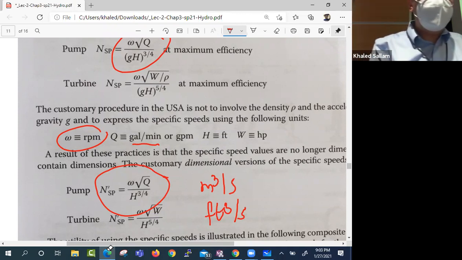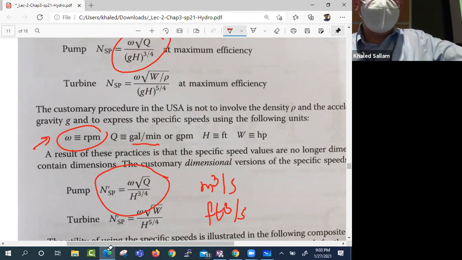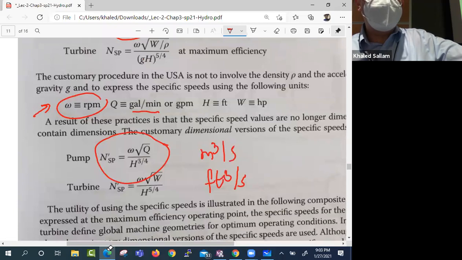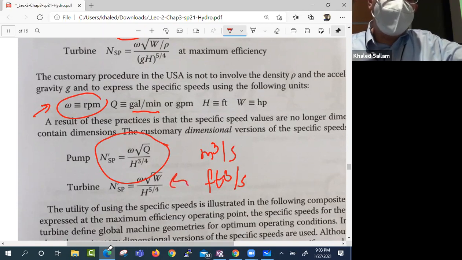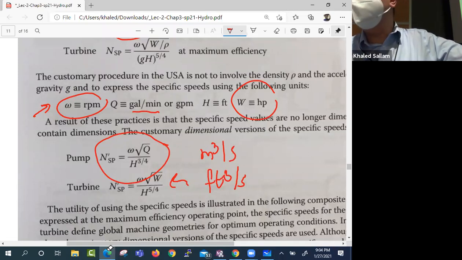So when you do this, that's what we do in the USA because it's very convenient for us. We calculate the specific speed with omega in RPM, the Q in gallon per minute, the H in head, and for the turbine we use W, which is in horsepower. Again, very convenient. So that specific speed that we calculate, the specific speed prime, is not dimensionless. It has units, and actually a really weird combination of units because of all that mix.